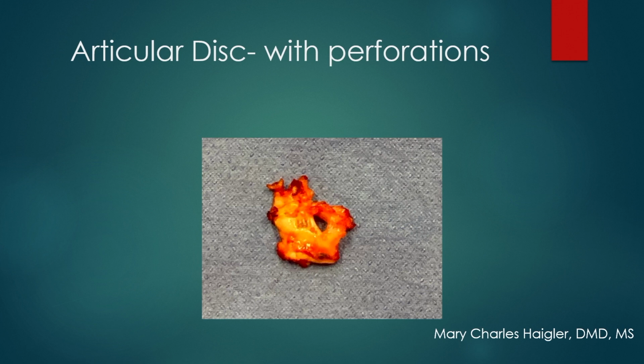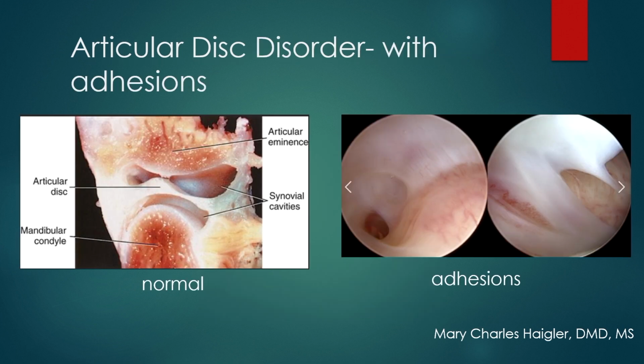Other types of disc disorders can be adhesions. So in this case, this is not an adhesion here. This is just moisture. But you see how there's inferior joint space, superior joint space. This condyle is not up in the fossa. It's kind of down. But see how there's nice smooth lining? This one has adhesions. So adhesions can limit motion of the joint, and they can also lead to discomfort as well when you pull on those adhesions.